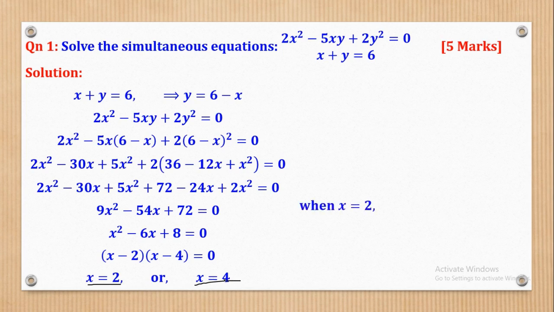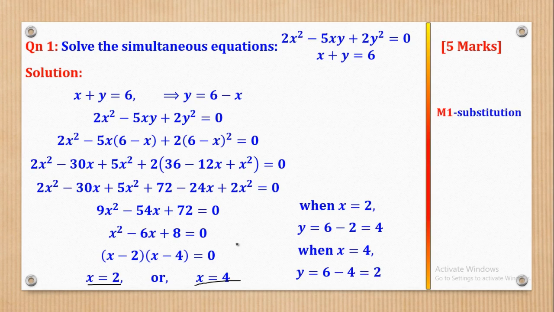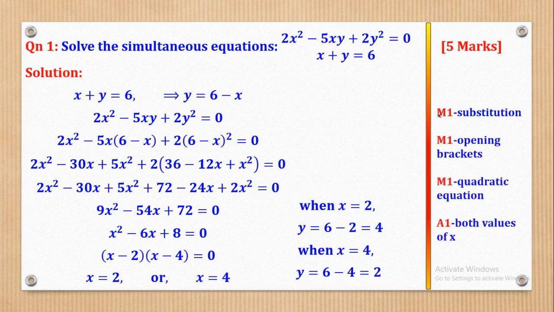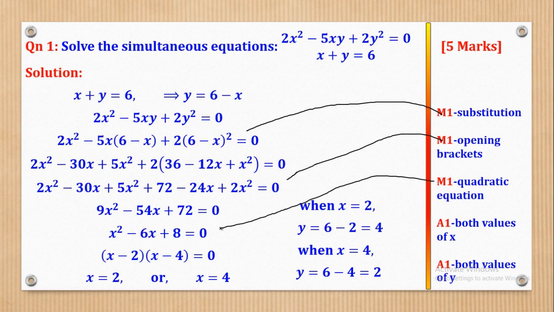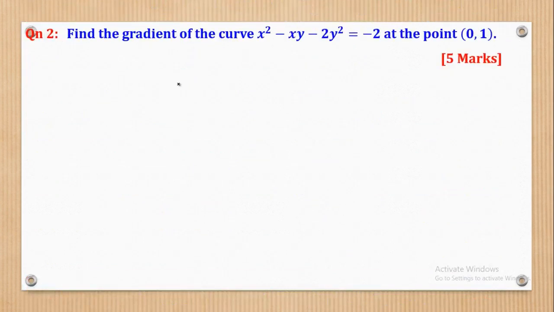But you also have to get the values of y. So when x is equal to 2, y is that, and when x is equal to 4, y is that. So basically that's what they wanted in this question. So M1 for this substitution, M1 for opening brackets, M1 for the quadratic equation, A1 for both values of x, and A1 for both values of y. So that was question 1.